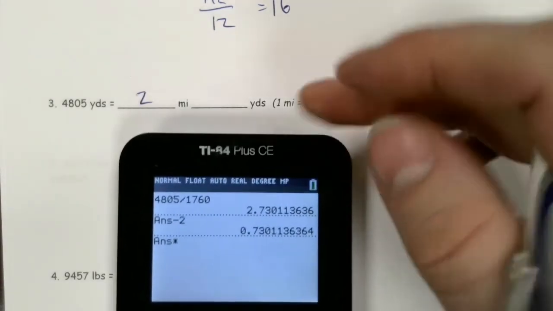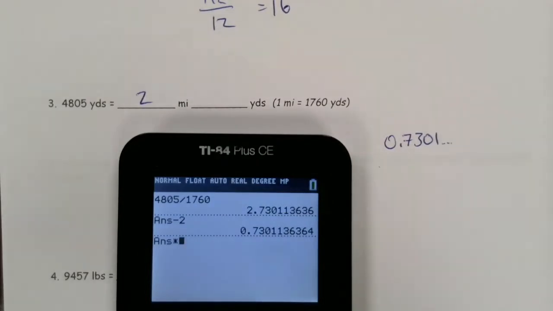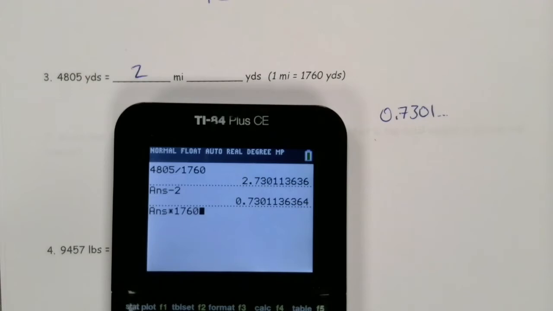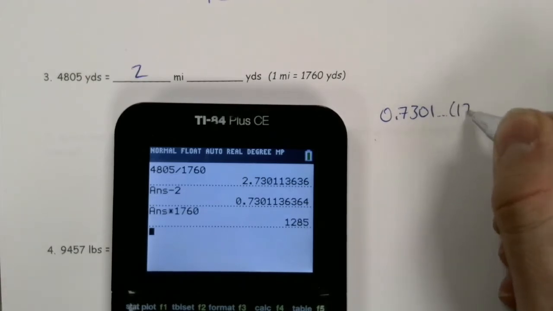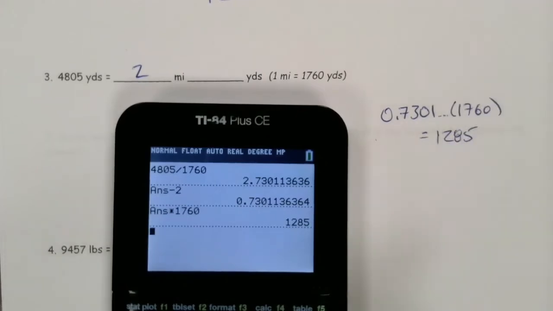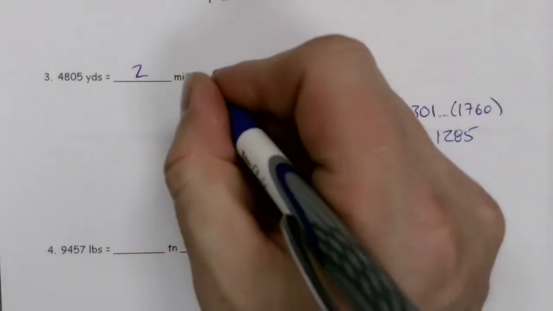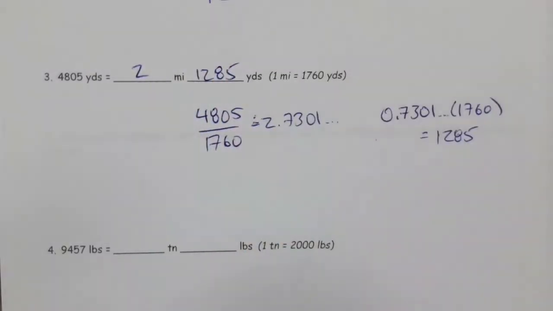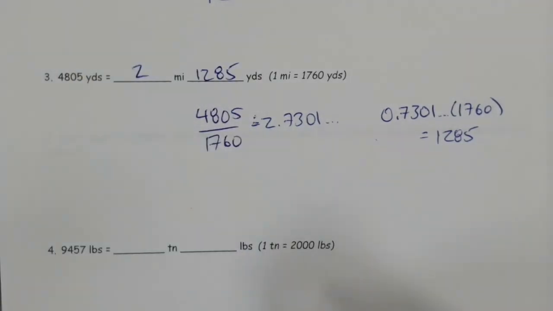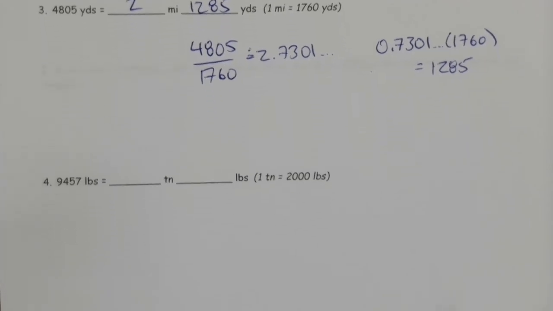So the first thing I did by dividing, I was converting the yards into miles. Now I'm going to go backwards, and I'm going to convert the miles back into yards, and I do that by multiplying this number by the 1760. Okay, so we multiply that by 1760, and we get 1,285. So what that means is we've got 1,285 yards left over, not quite a full mile. And so here we go, 2 miles, 1,285 yards. Okay, let's take a look at another one.